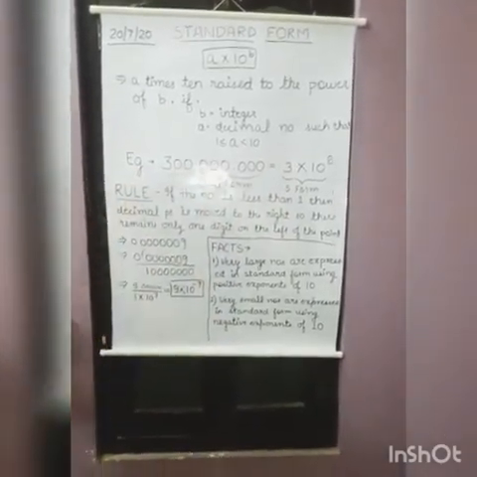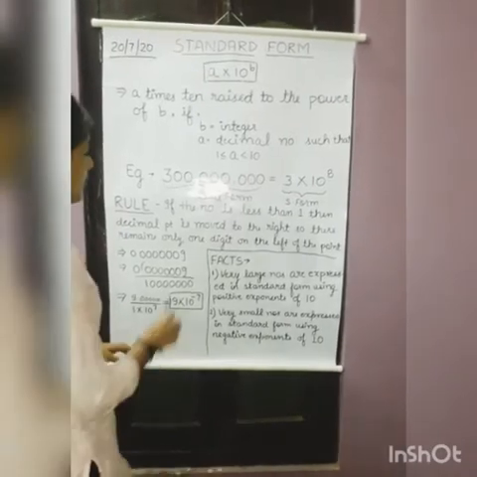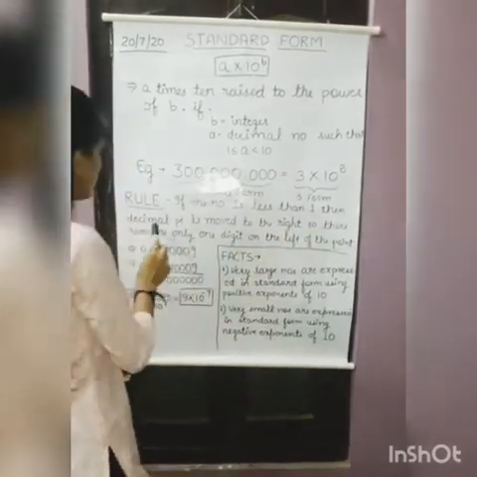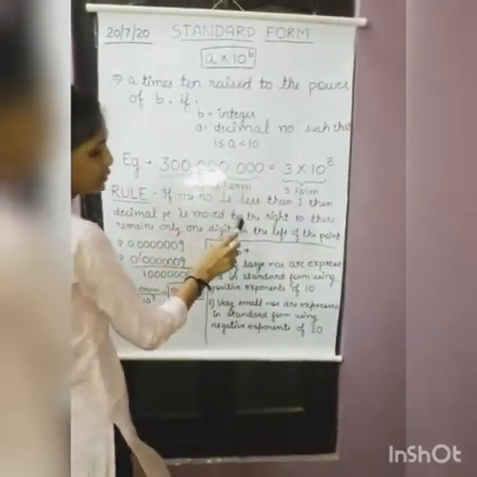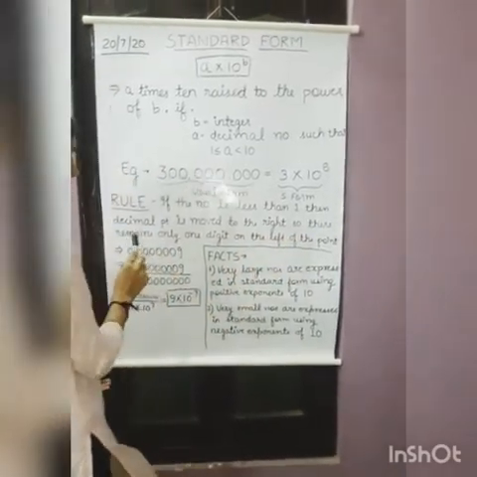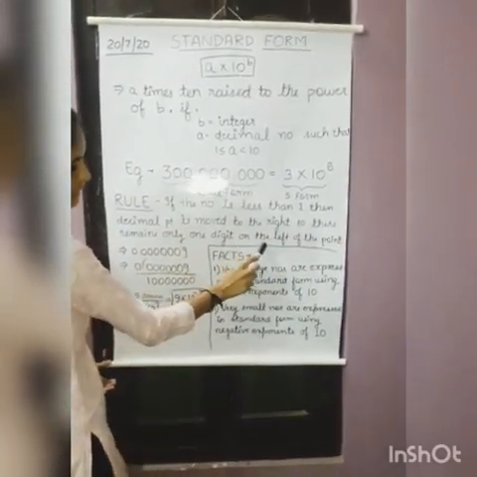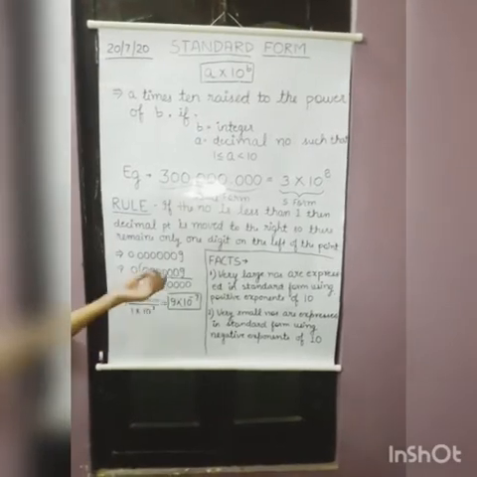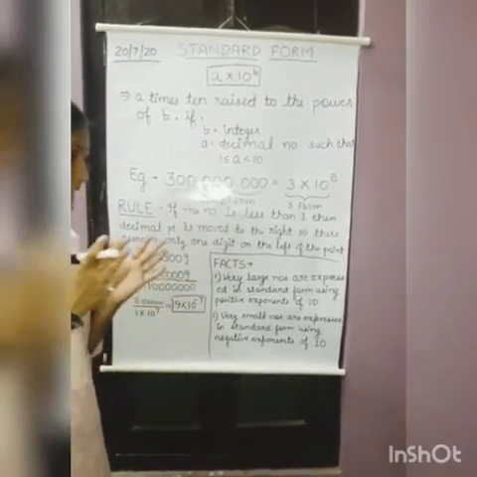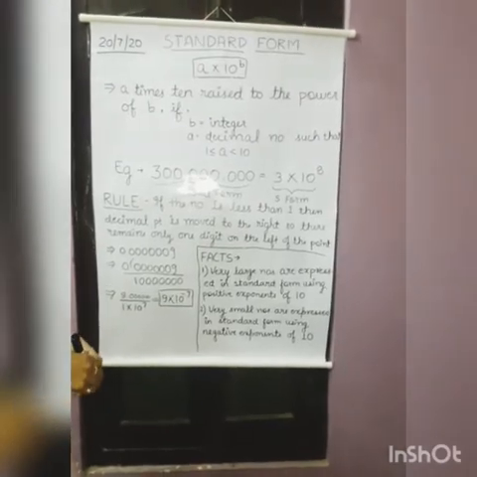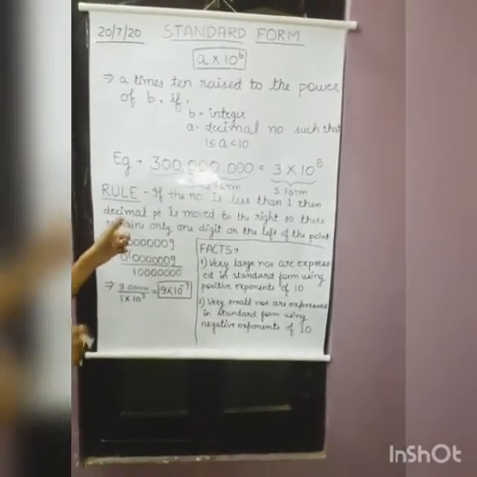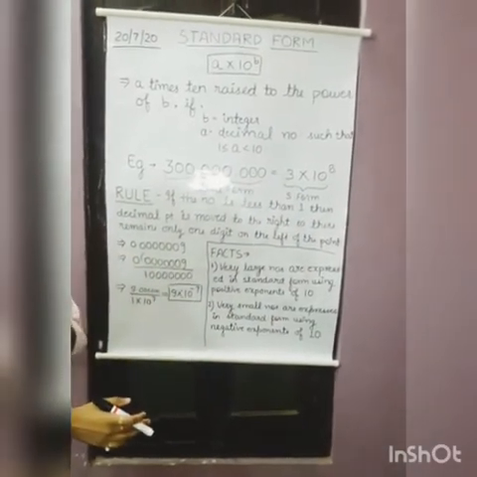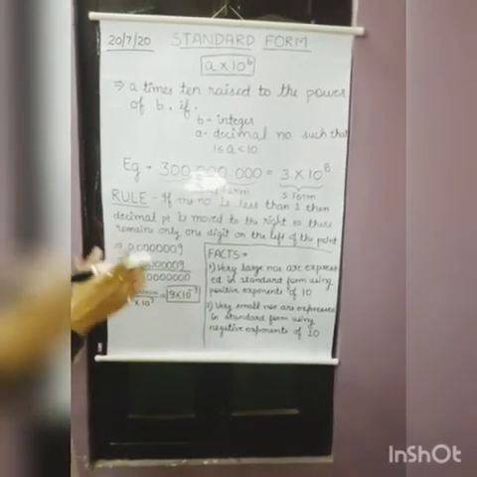Now, another rule: if the number is less than 1, then the decimal point is moved to the right, so there remains only one digit on the left of the point. What is written over here? It is written that if any number is given which is less than 1, how will we convert it into standard form? We will move the decimal point to the right side of that number in such a way that only one digit is left before the point.